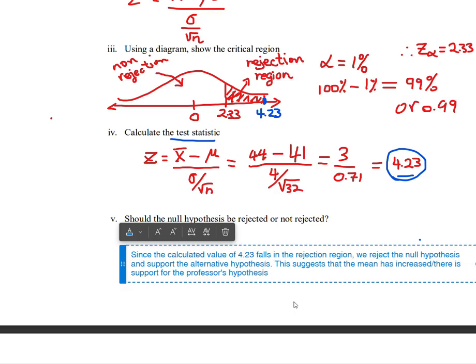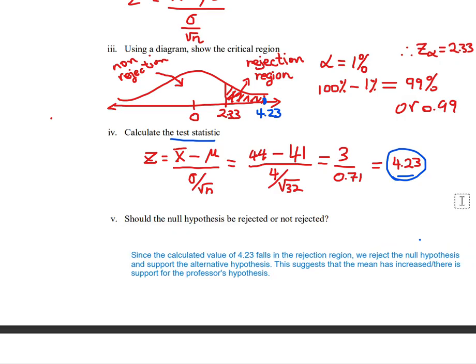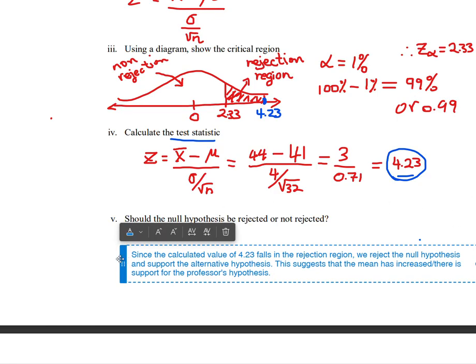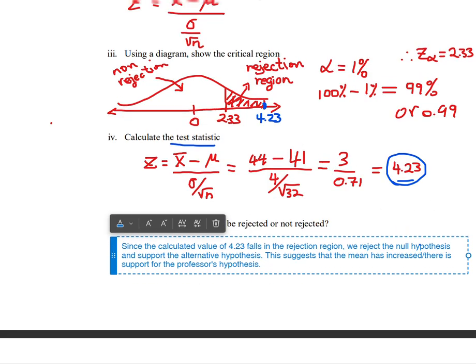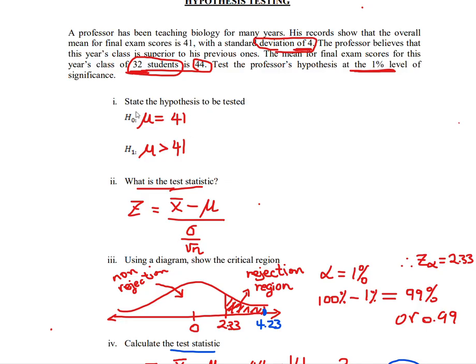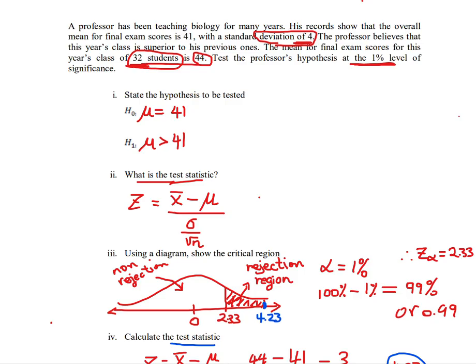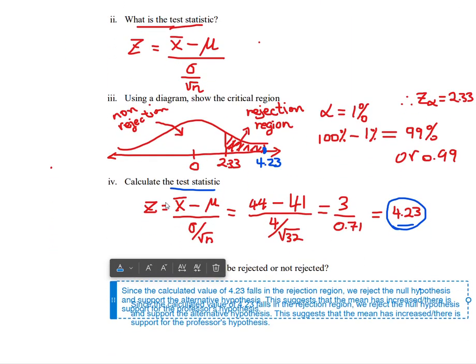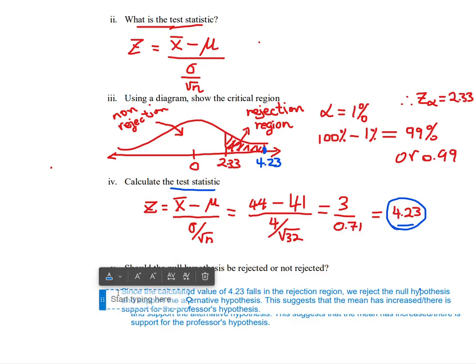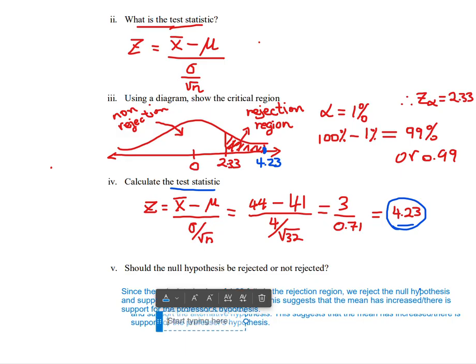Okay? And that concludes this hypothesis test. So we have concluded that the null hypothesis should be rejected. The null hypothesis, which said that the mean is equal to 41, should be rejected in favor of the alternate hypothesis that the mean grade for final exam scores is now greater than 41. And that concludes this hypothesis test that we have carried out using the method of the standard normal distribution.